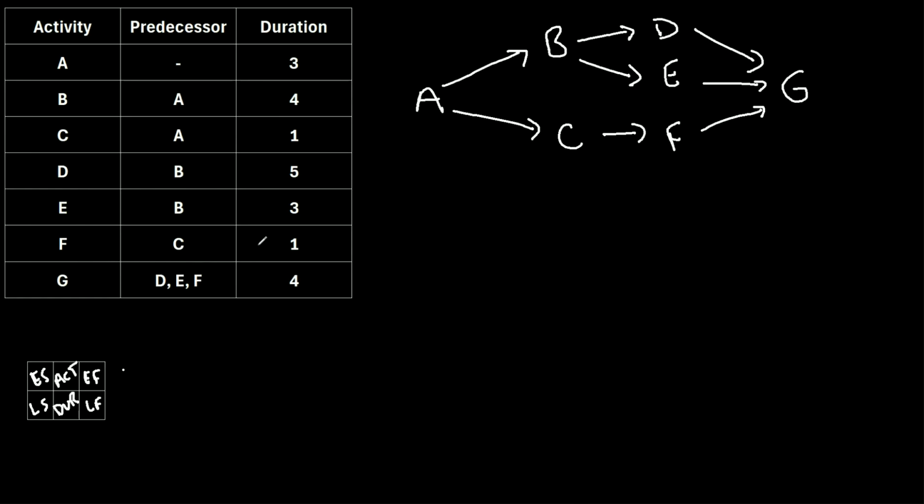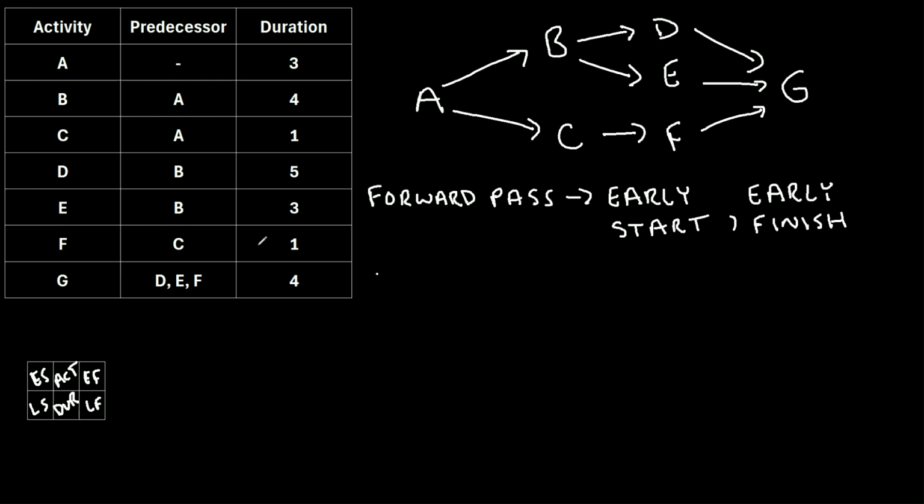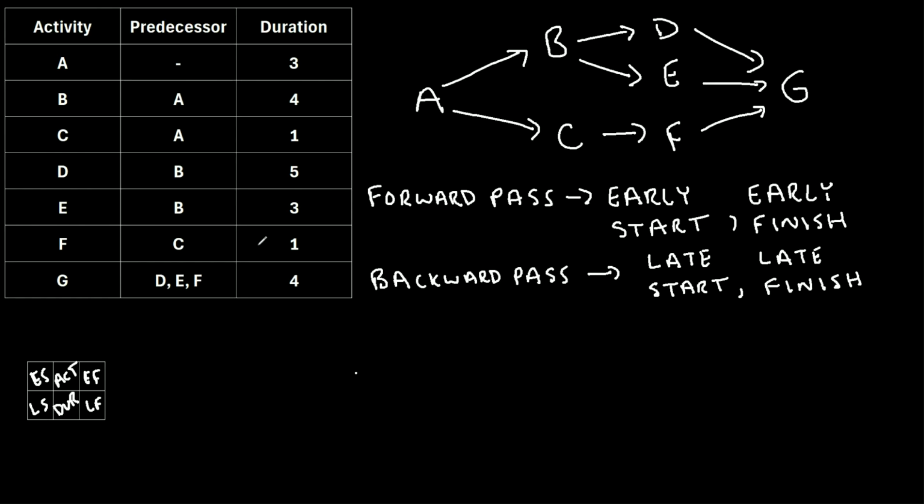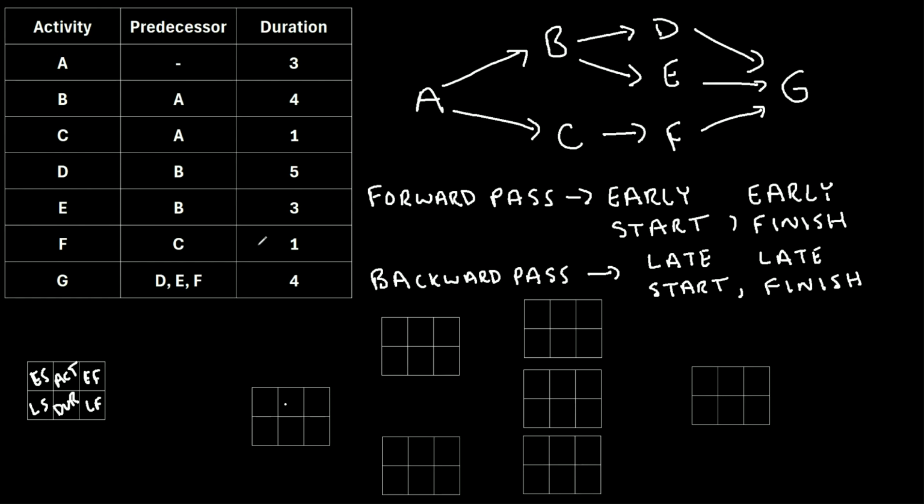Now we're going to use a method called forward pass to figure out the early start and the early finish of each activity. And we're going to use a method known as backward pass to find the late start and the late finish of each activity. So let's go ahead and draw this diagram. So first let's fill in the activity name and the duration for all of the activities.